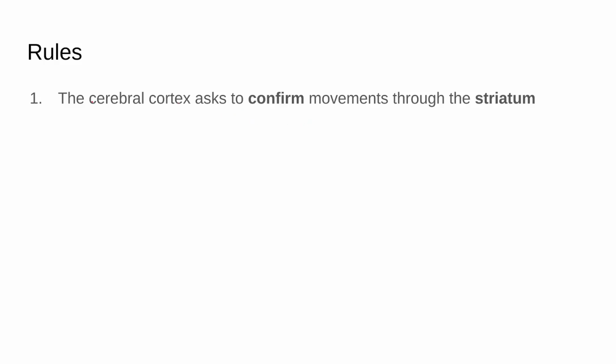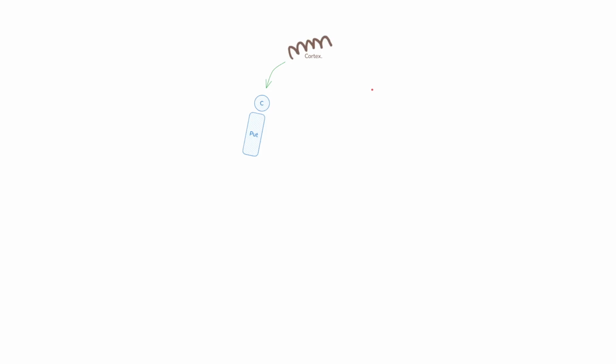The first rule is that the cerebral cortex has to confirm movements through the striatum. Okay, so the cerebral cortex, we know what that is, confirms movements through the striatum, and that is the caudate plus the putamen. This is now one structure in your head because in the basal ganglia, they act together, and the cortex always confers movements through them using an activatory signal.